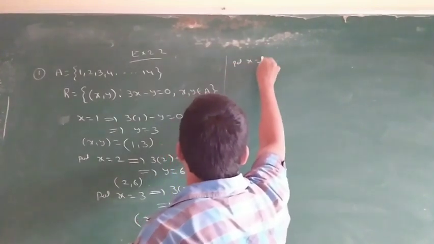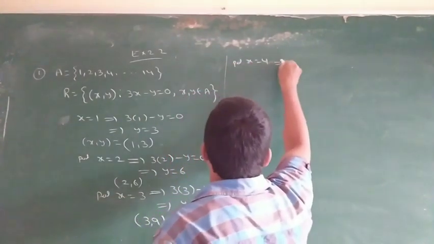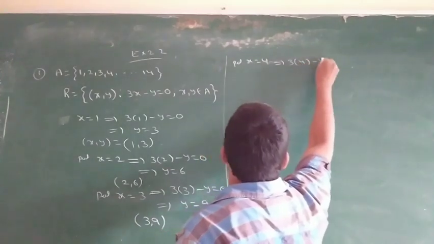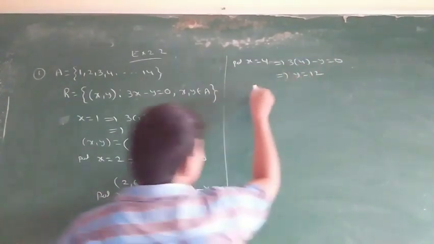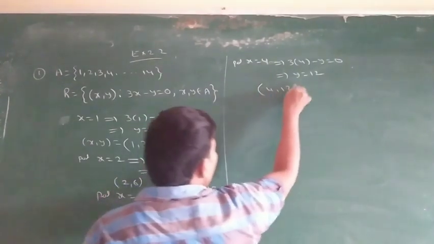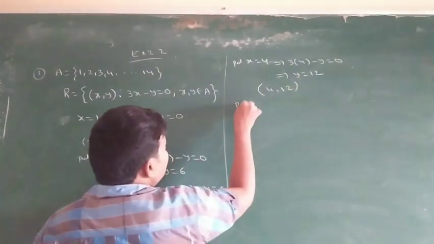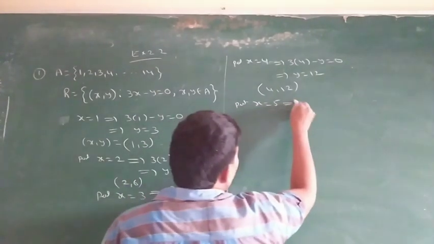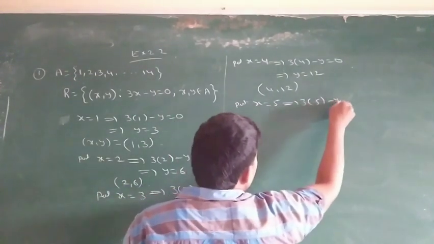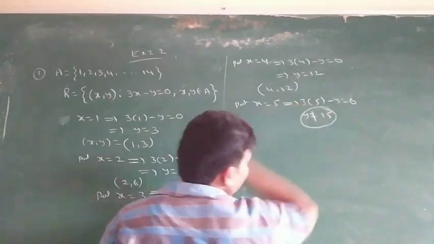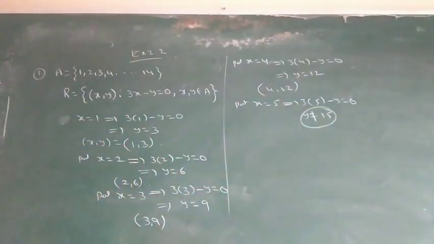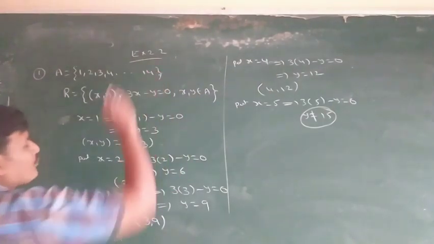Put x is equal to 4. 3 into 4 minus y is equal to 0, that is y is equal to 12. What is the ordered pair? 4 comma 12. Next, put x is equal to 5. 3 into 5 minus y is equal to 0, y is equal to 15. Not considered. The y value 15 is not considered because the x comma y values go up to 14.